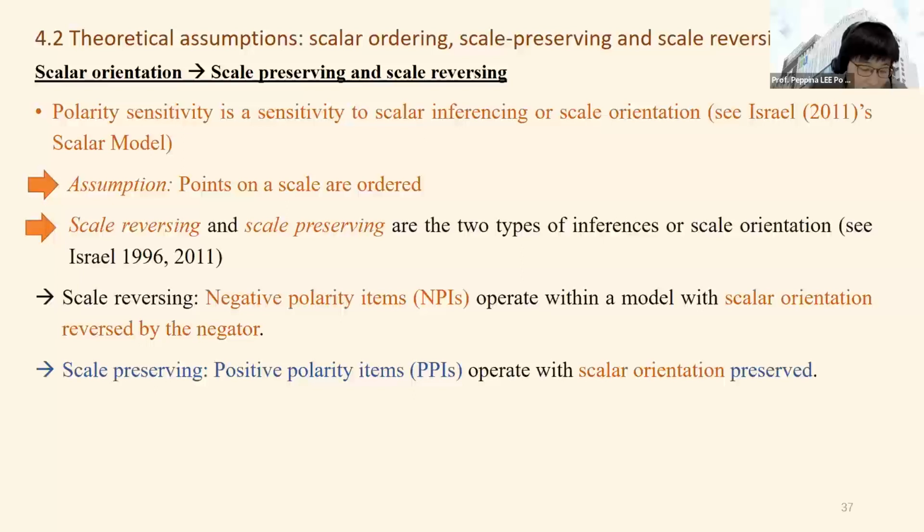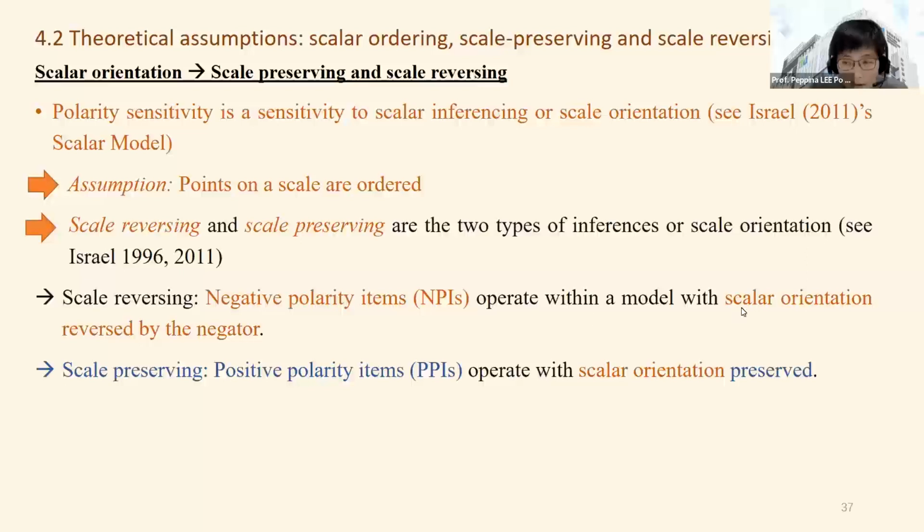The negator is taken as a true functional operator. It will operate on the proposition, and negative polarity items would operate within a model with scalar orientation reversed by the negator. So it is the function of the negator to reverse the polarity. The assumption will be points on the scalar order. Scale reversing and scale preserving are the two types of inferences or scale orientation. So what do we mean by scale reversing? It is typically the feature of negative polarity items, because it will be what?